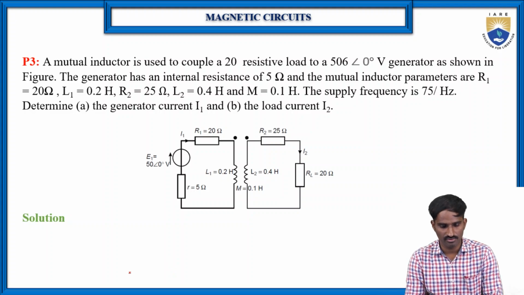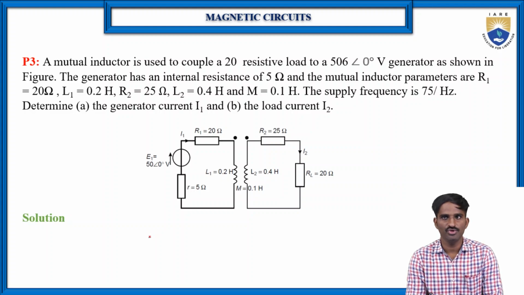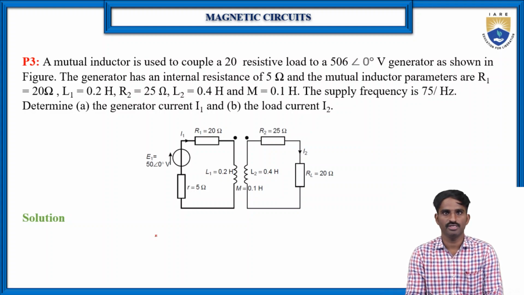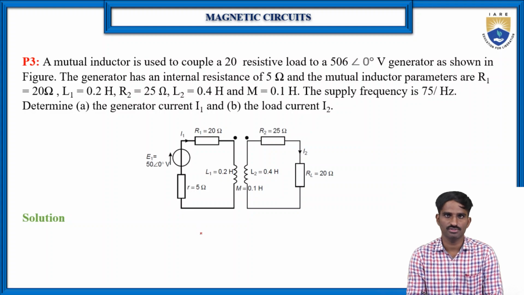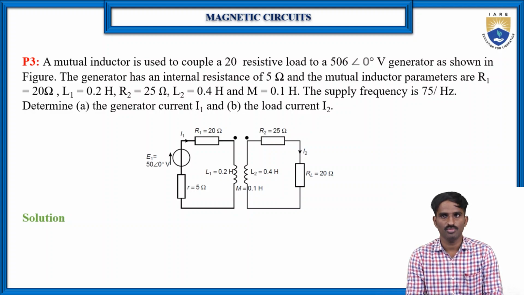Coming to the problem, the generator has an internal resistance of 5 ohms, and the mutual inductor parameters are R1 equal to 20 ohms and L1 equal to 0.2 henries for the primary winding. For the secondary winding, R2 is equal to 25 ohms and L2 is equal to 0.4 henries. The mutual inductance between the two coils is 0.1 henries, and the supply frequency is 75 Hz. Determine the generator current I1 and the load current I2.